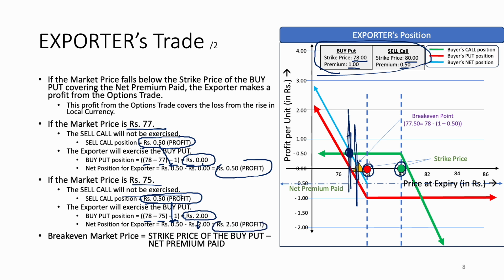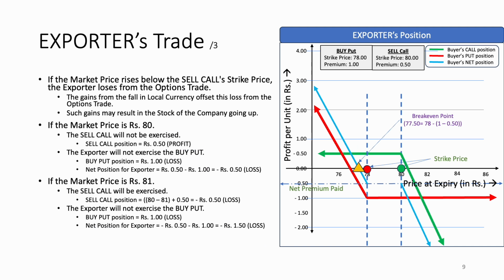So you notice that the profit keeps on increasing from the option as the market price goes down. This profit he is making will offset the loss he will suffer from the fall in the currency price, which he wants to sell. So as a formula, you can see here that the break-even price is the strike price of the buy put minus the net premium paid, that will be the break-even point, that is here.